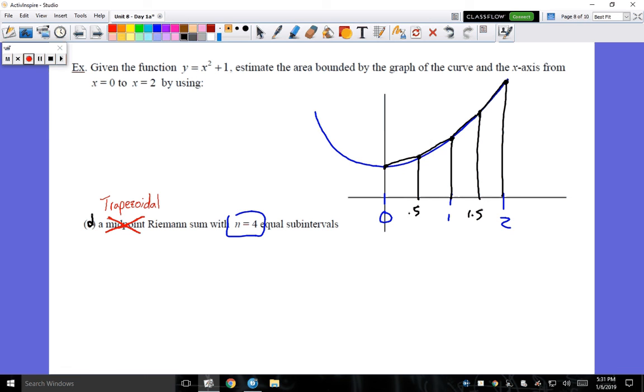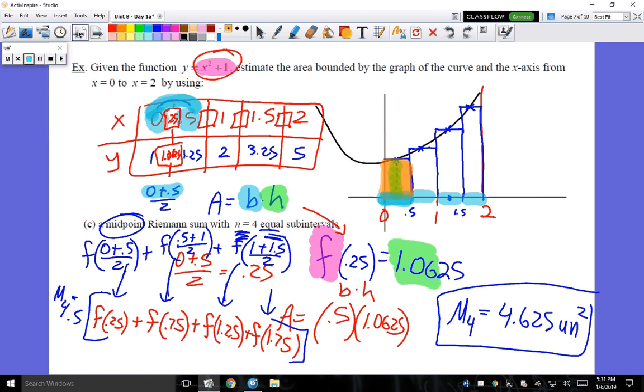So 0.5, 1, 1.5, 2. So, again, this one is just the average of the y's. So we will then, to save time, average those, multiply by 0.5. Okay? And then we will average these, multiply that by 0.5. Then we will average these, multiply that by 0.5. And lastly, we will average these and multiply that by 0.5. Okay? So let's go ahead and go to that.